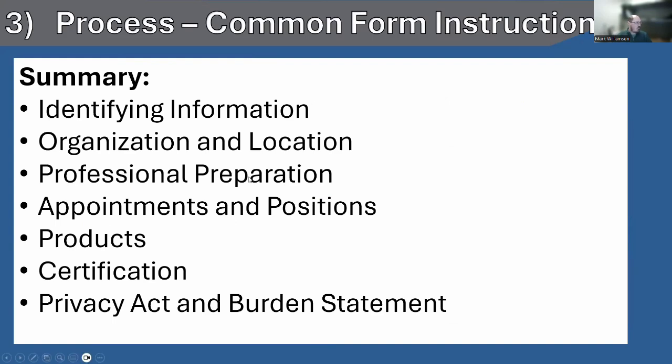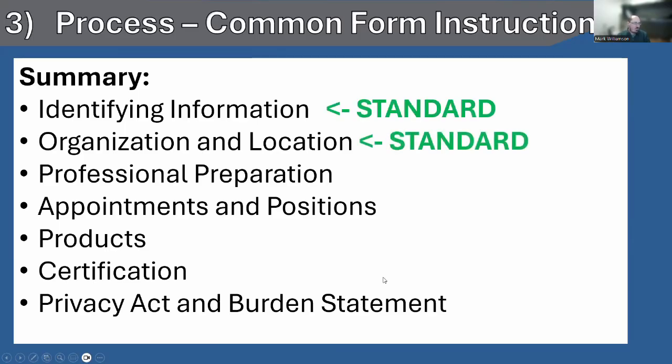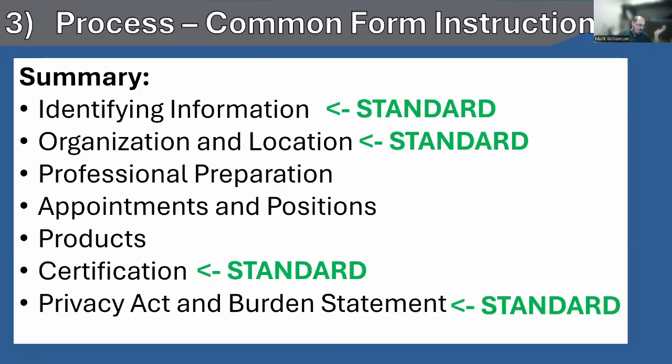So to summarize, we have identifying information, organization and location, and professional preparation, appointments and positions, products, certification, and this Privacy Act and Burden Statement. So to run through this pretty quickly, the first 2 are pretty standard, just your information. The last 2, again, are just boilerplate. They'll be standardized too. You don't really have to do too much to that. These will probably stay the same for any grant you apply for.